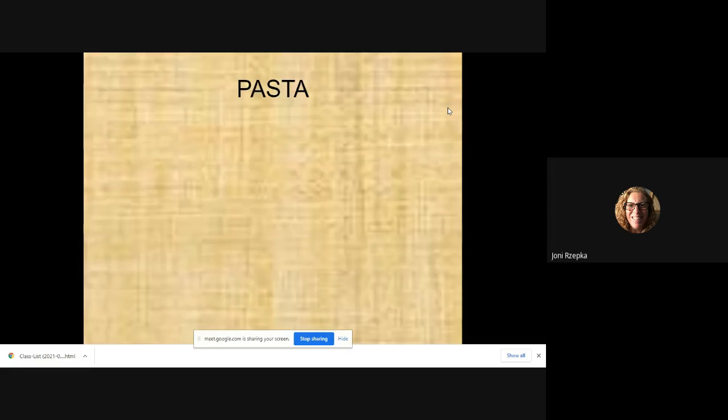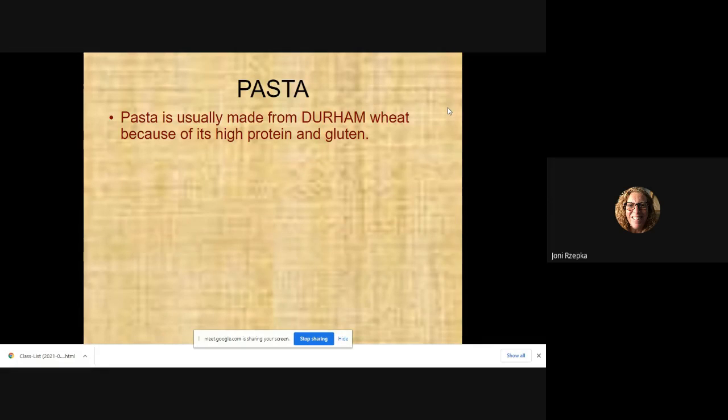All right, moving on to pasta. So pasta is usually made from durum wheat because of its high protein and gluten. Pasta test for doneness is called al dente. So usually that means that it's not super mushy, but it's not hard either. It's just kind of like when you bite into it, it's spongy but not mushy and not like a snap. It's kind of firm to the tooth. So it's still holding its shape. So we call that al dente.